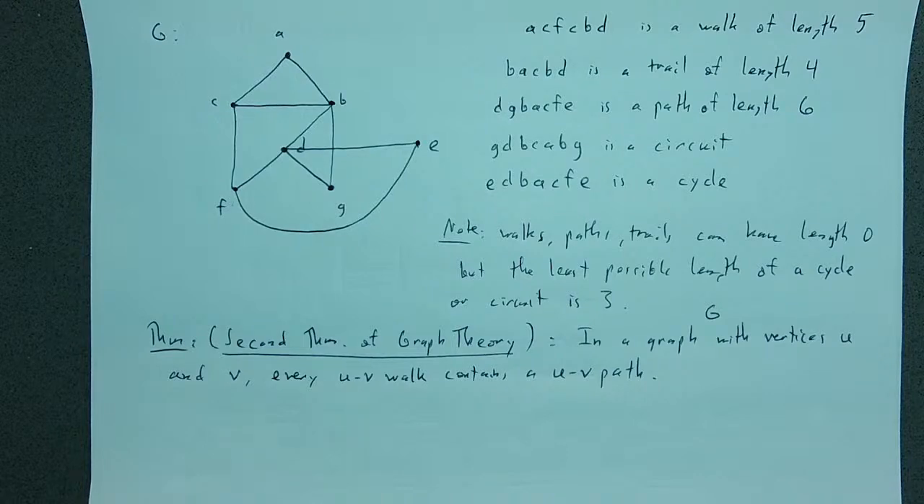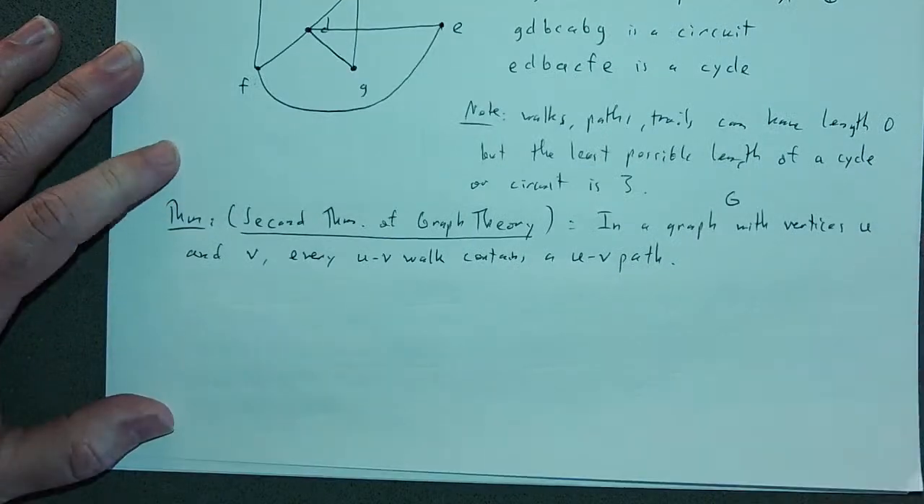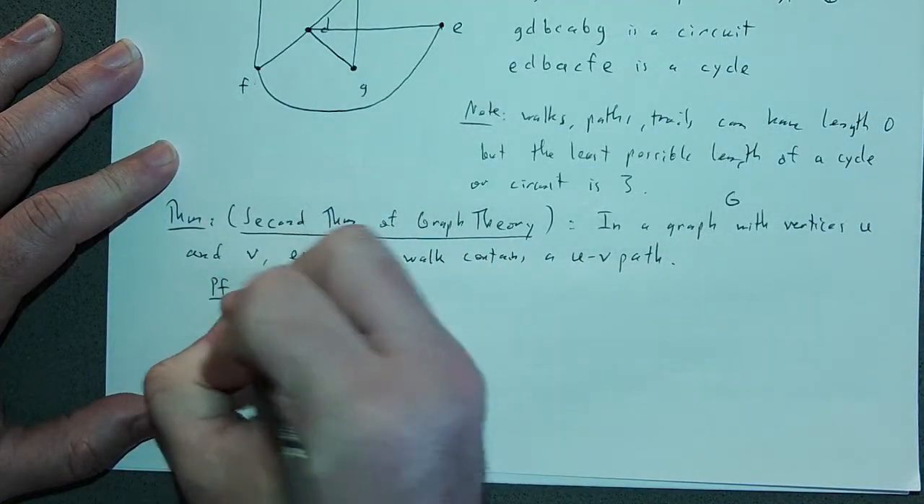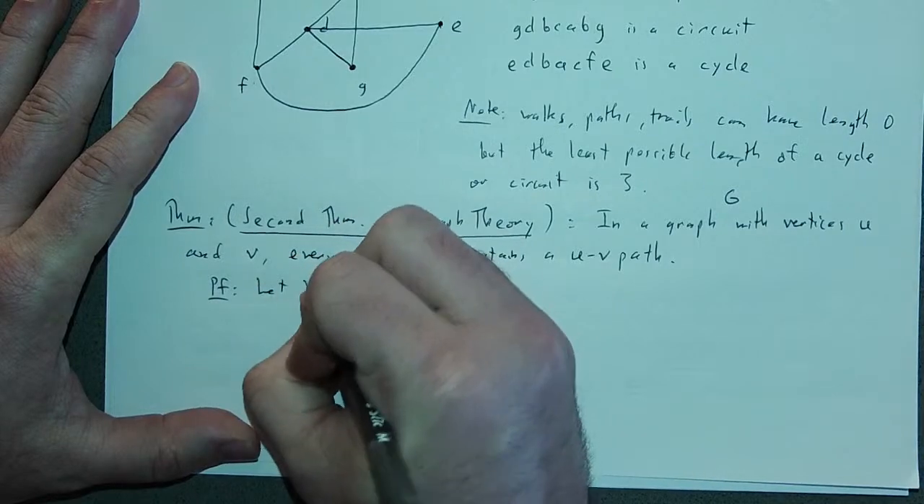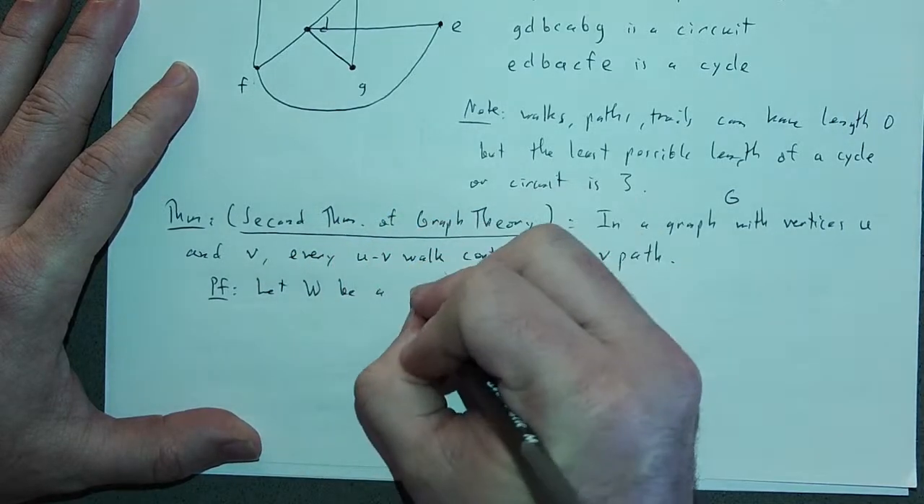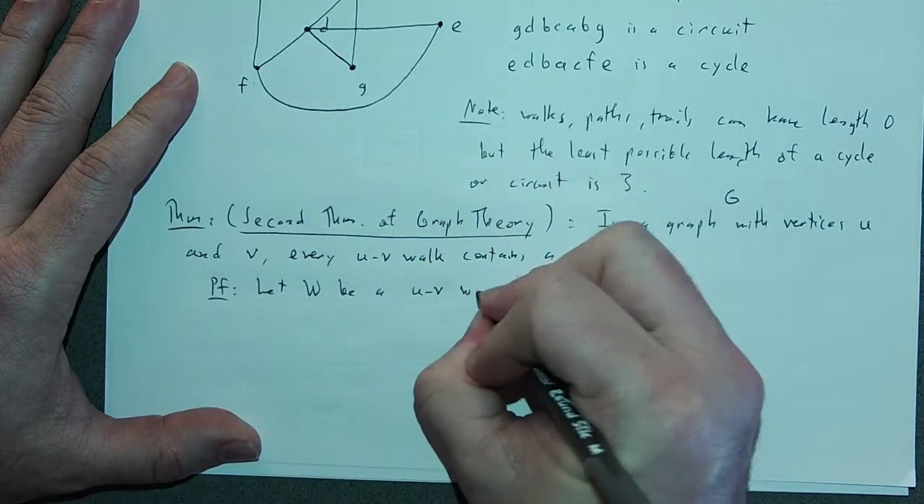So the fact that you can always throw out this extraneous stuff to make this more efficient is nice. The question is, how do I do this in general? So we'll prove this, and then that will be all for today. So how do I go about this? Let W be a UV walk in the graph G.